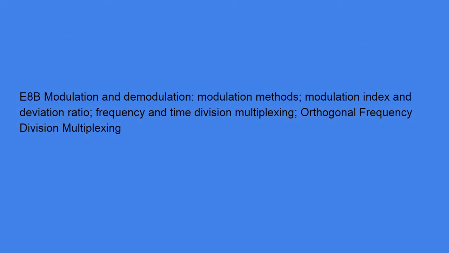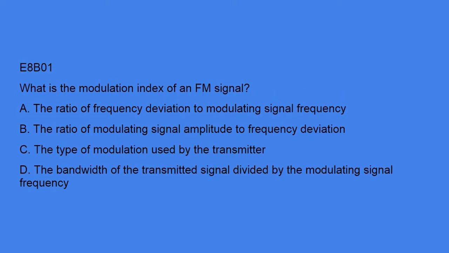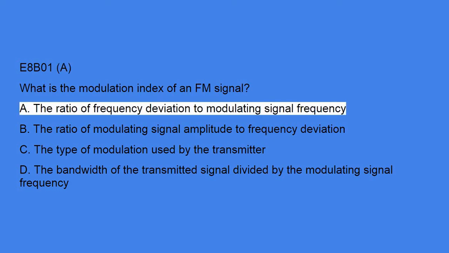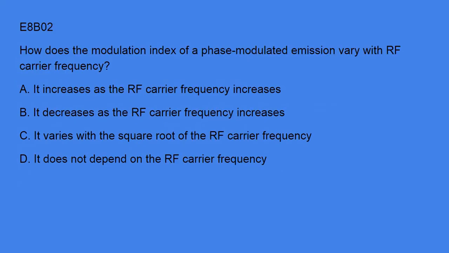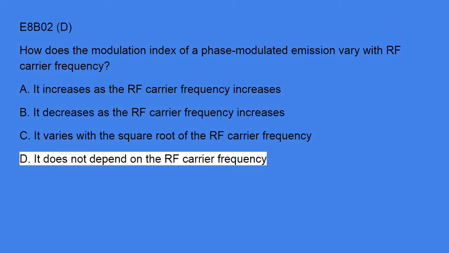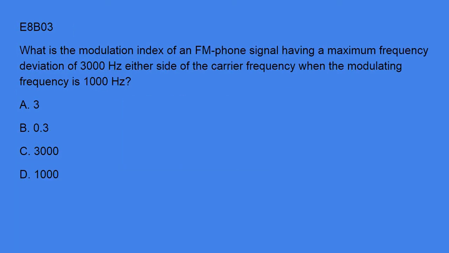E8B covers modulation and demodulation, modulation methods, modulation index and deviation ratio, frequency and time division multiplexing, orthogonal frequency division multiplexing. E8B01, what is the modulation index of an FM signal? The ratio of frequency deviation to modulating signal frequency. E8B02, how does the modulation index of a phase-modulated emission vary with RF carrier frequency? It does not depend on the RF carrier frequency.